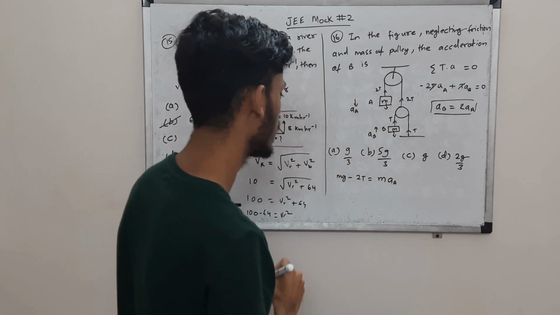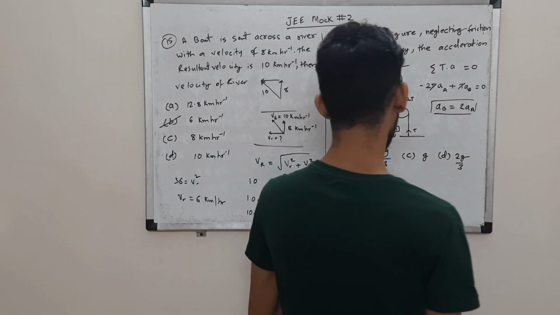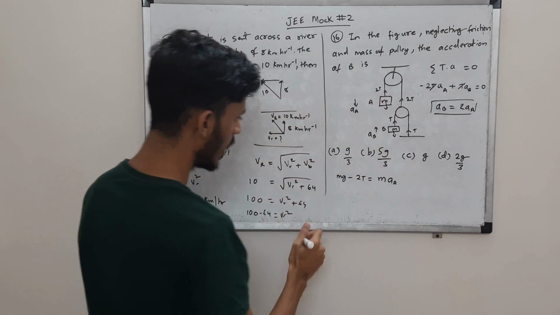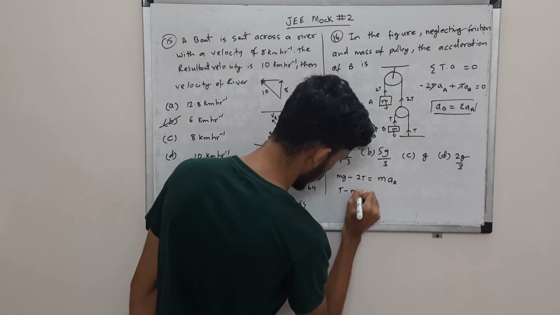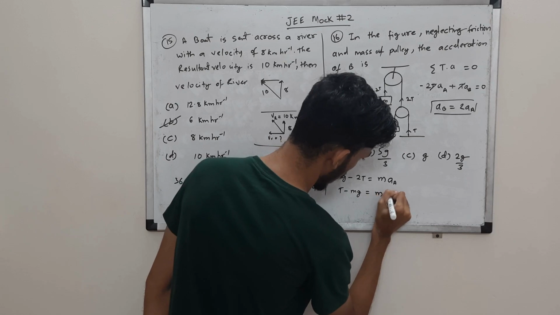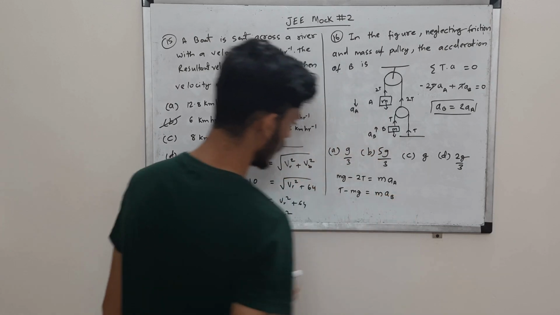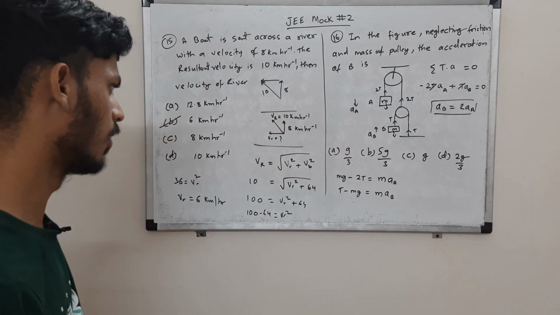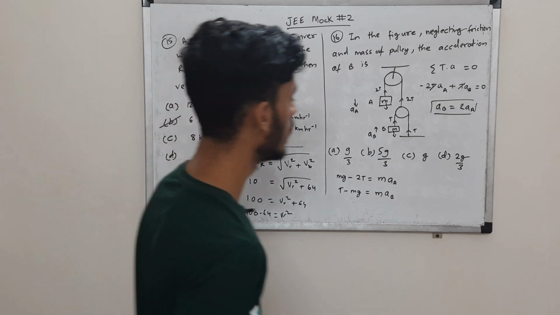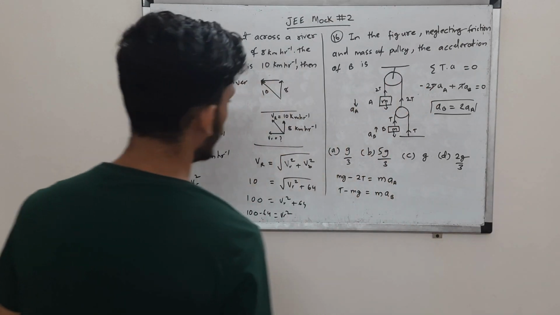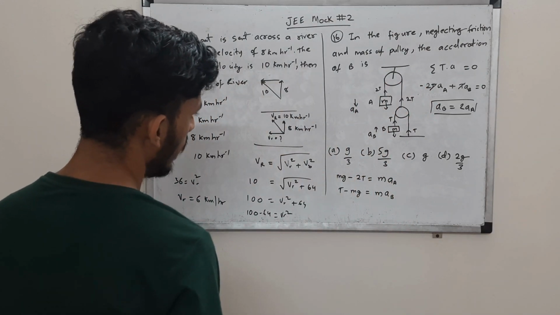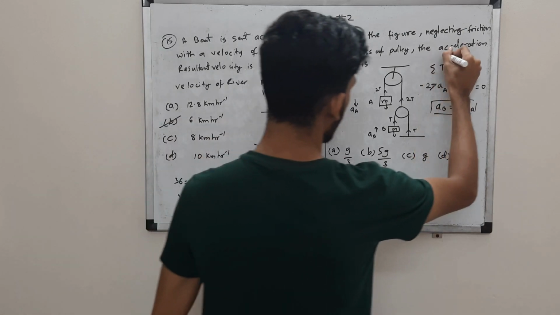Both have the same mass, you can note that. Then for B, it is going in the upward direction. So T minus mg is mass into acceleration of B. Okay. Now we want the relations to be in the same acceleration. We want to find acceleration of B, right?